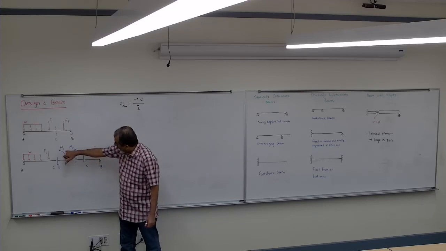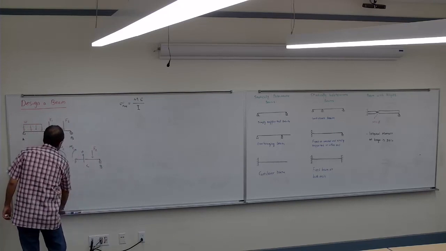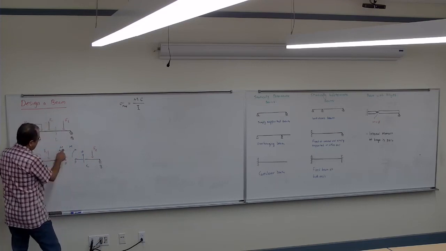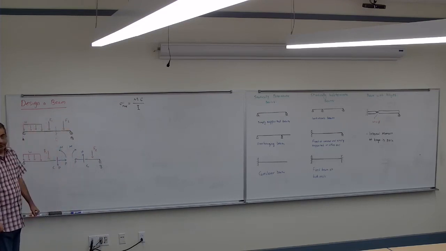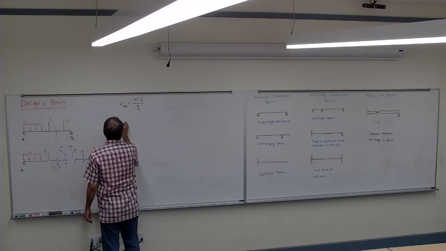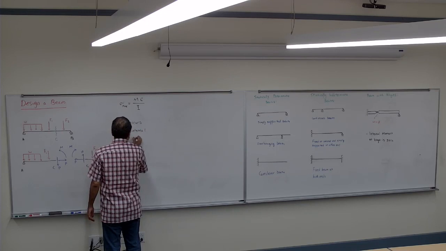So instead, I want to make sure I get that internal moment, let me put it simply as M, at its maximum, so I can get the sigma max. So sigma max occurs where the internal moment M is maximum.